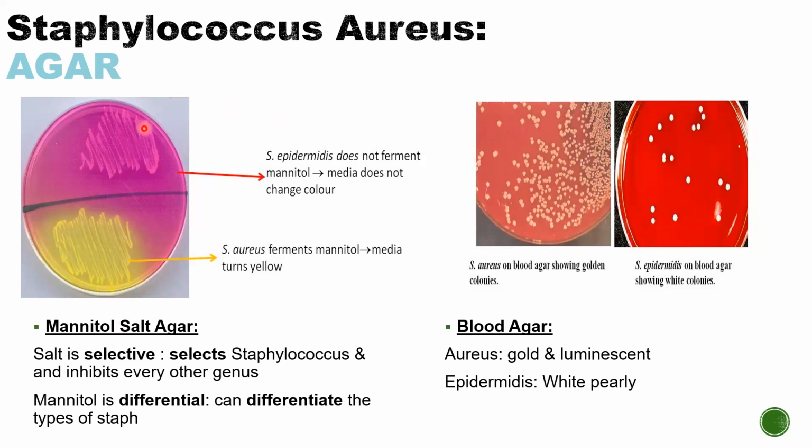How do we know if we're dealing with Staph aureus or Staph epidermidis, Staph saprophyticus? Like, which type of staph are we dealing with? We look at the mannitol fermentation because aureus does ferment mannitol and it does break it down, it causes this color.